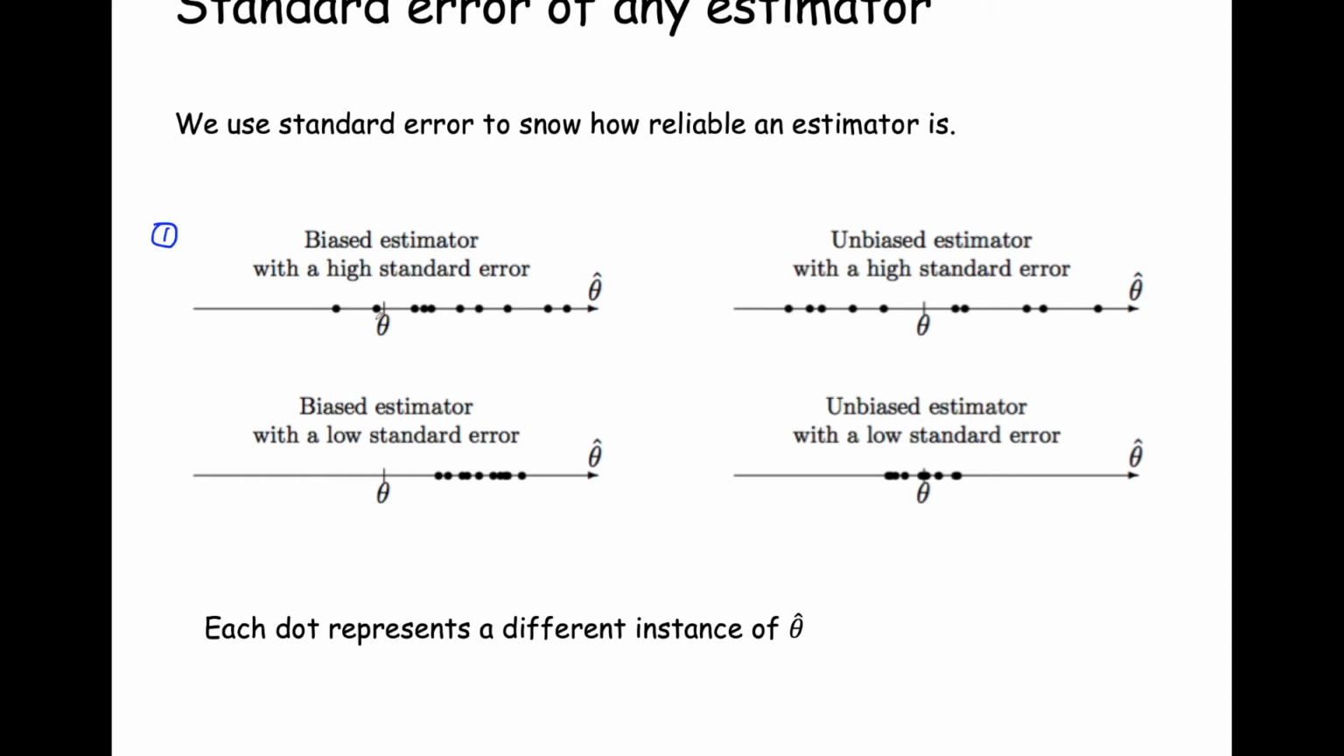Now, here we see our ground truth parameter, theta, the population parameter, which is the same as the expectation of our estimator, theta hat. And each dot represents a different instance or measurement of our estimator theta hat. And so this first figure represents a biased estimator that has a high standard error.